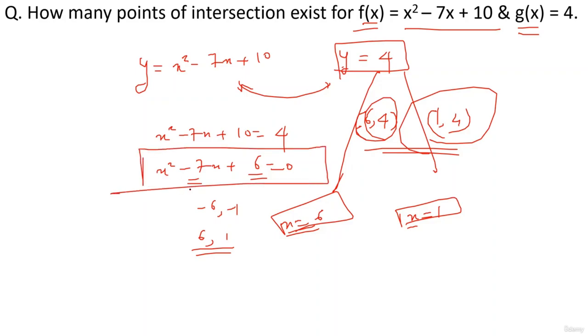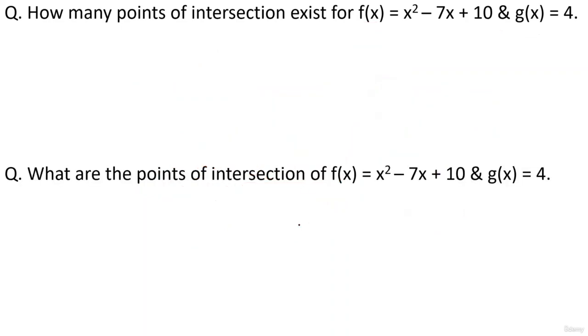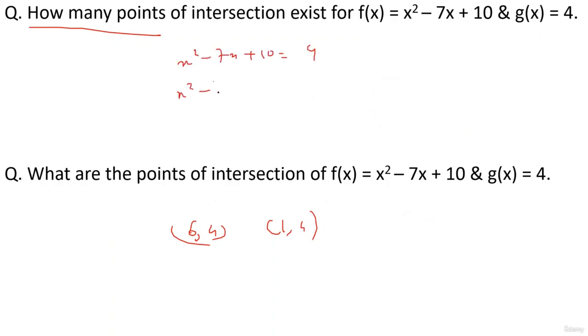अगर सिर्फ how many points पूछा है तो you don't even need to do all this and find out the specific points of intersection. ये हम अगले वाले में कर सकते हैं. What are the points of intersection? Then you can equate them and find out 6,4 and 1,4. But guys, अगर उसने पूछा है how many points exist, simply equate them. X square minus 7x plus 10 is equal to 4. You will have x square minus 7x plus 6. Just find out the discriminant value for this equation.